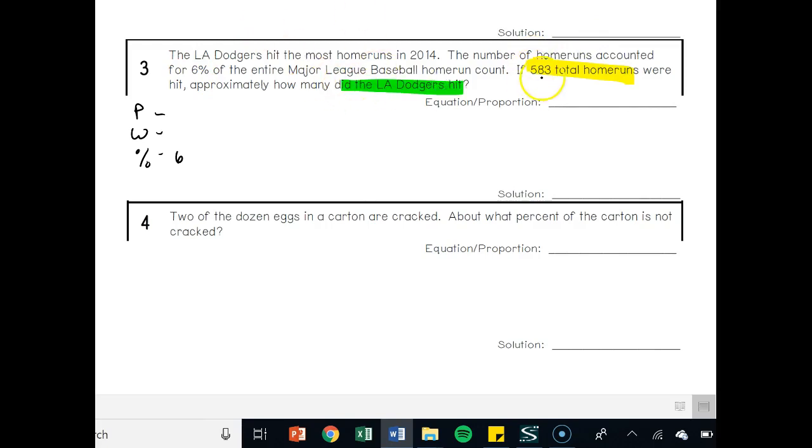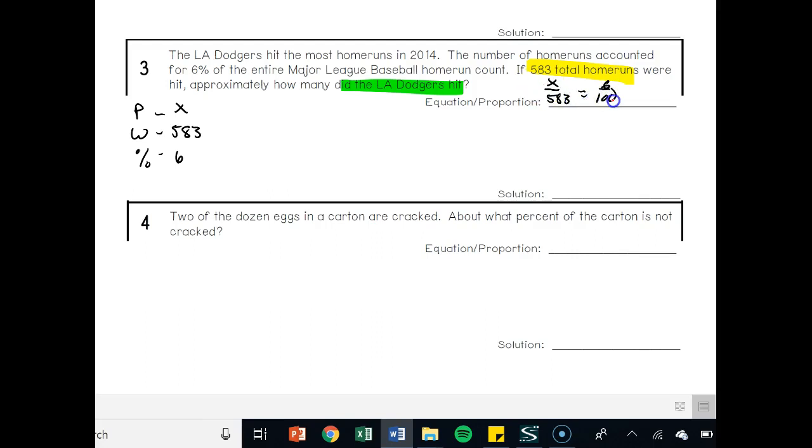So again, 583 total home runs. That total, that's telling you, boom, right away, that's a whole, right? So the Dodgers is that small section of the MLB that we need to figure out. So that's x out of 583 is equal to 6 over 100. We get right to work.